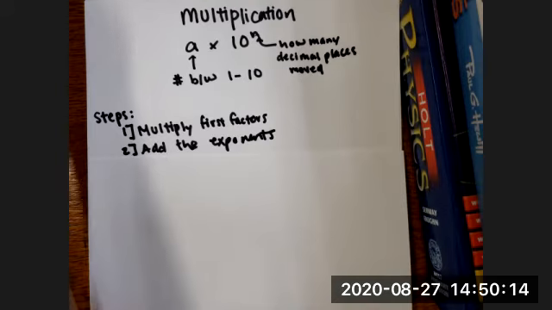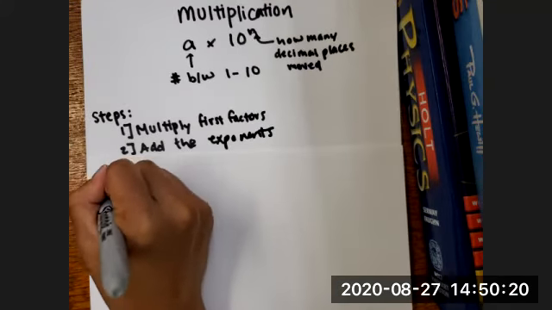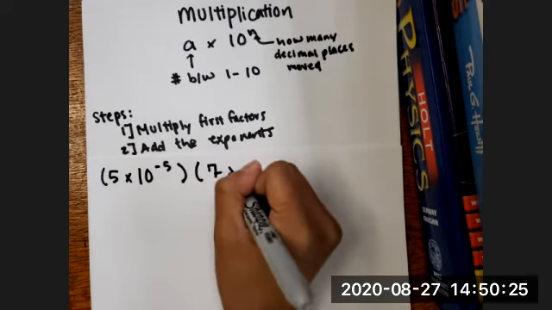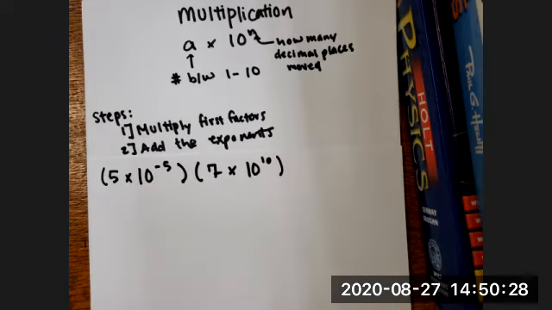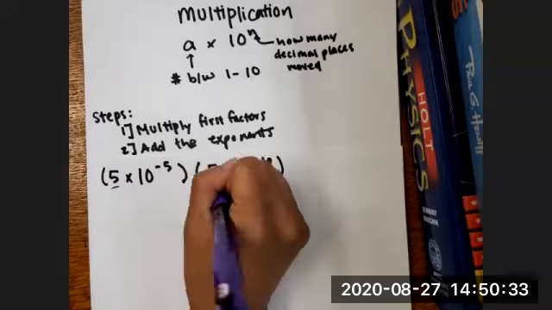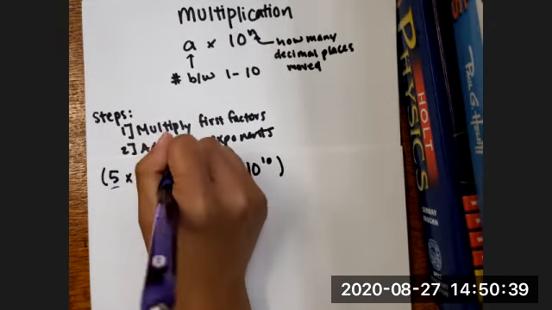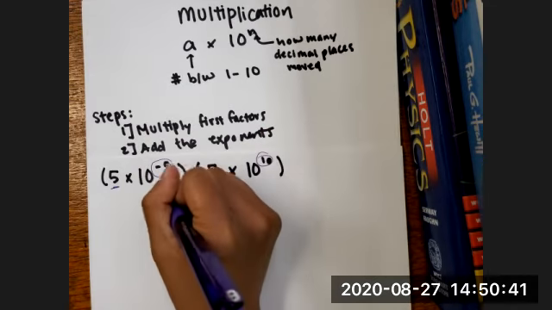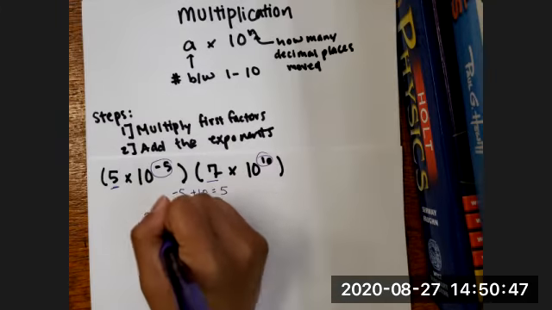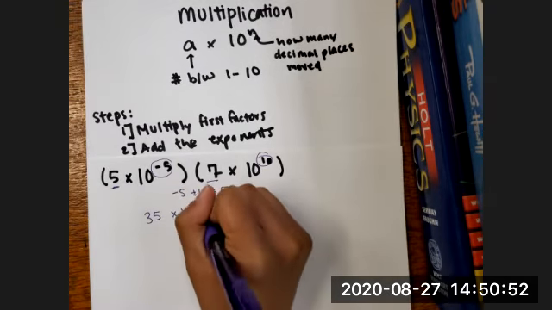All right, number 3 on that was 5 times 10 to the negative 5, and (7 times 10 to the 10th power). Once again, I multiply the first factors, which is 5 and 7. 5 times 7 is 35. And then I just add my exponents together. So I have -5 plus 10 is equal to +5. So I'm left with 35 times 10 to the 5th power.